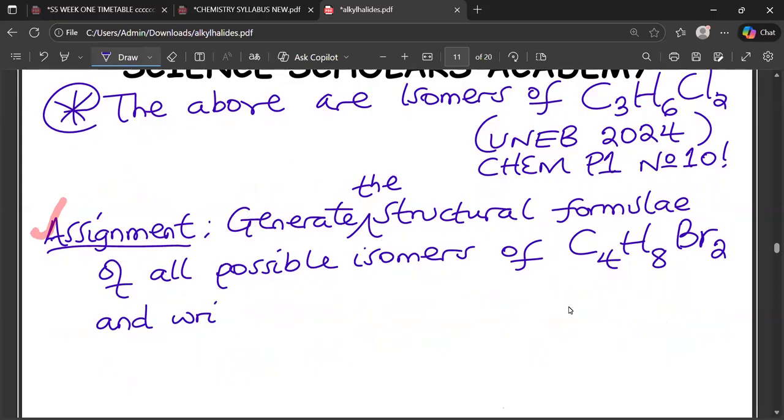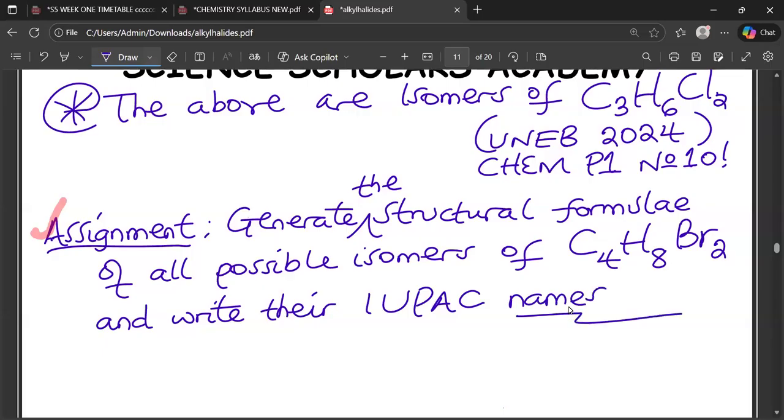So generate the structure formula of all possible isomers of that and write the IUPAC names. I'll be happy to see this in your booking groups and the premium groups. And their IUPAC what? Their IUPAC names. Yeah, that's the simple number.